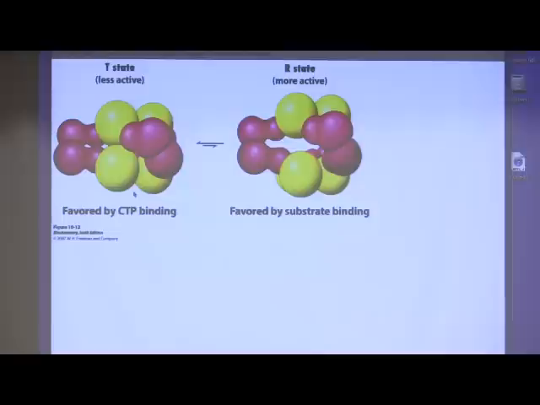In the concerted mechanism of catalysis, the flipping is not a cause and effect. It's simply a property of the enzyme. There's no cause and effect. It flips from T, it flips to R. All that the allosteric effectors do is they lock it into one state versus the other state. Yes, ma'am?